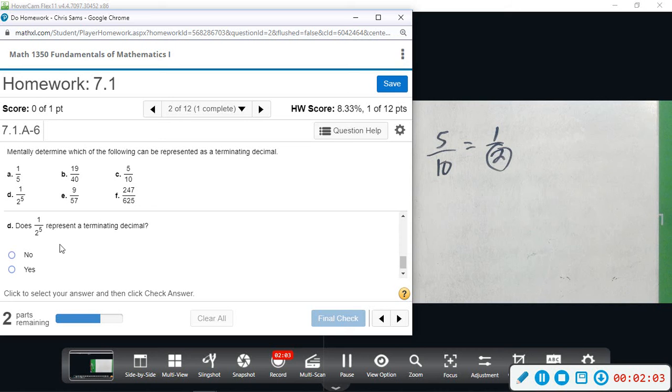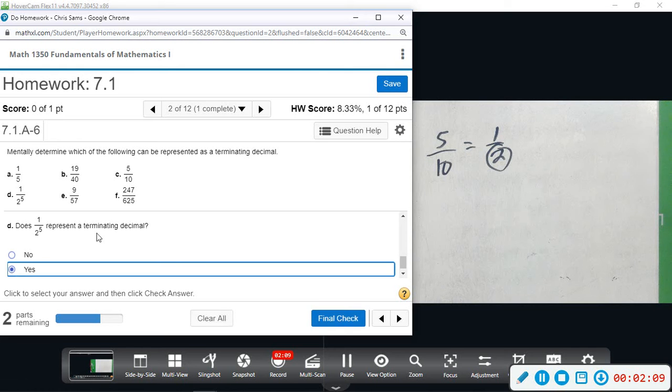D, we have 2 to the 5th power, so we have 5 2's. There's only 2 in the denominator, so yes, this also can be represented as a terminating decimal.